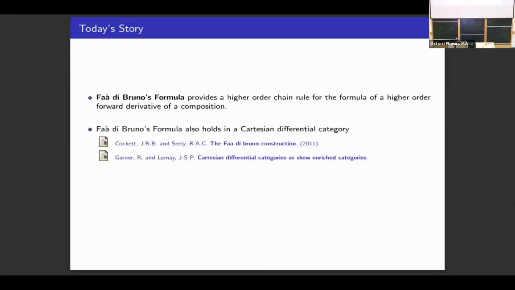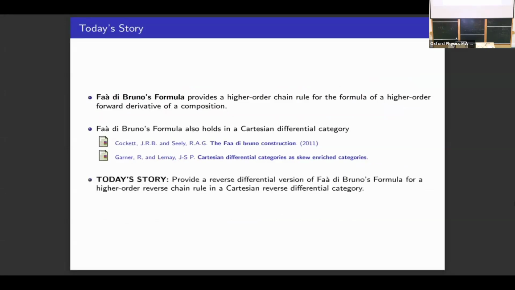But today's story is about giving the reverse differentiation analog of what's called the Faà di Bruno formula. Potentially this is not something you come across in your undergrad, but essentially the Faà di Bruno formula is just the chain rule for higher order differentiation. So the chain rule is the Faà di Bruno formula at level 1. The Faà di Bruno formula holds in any Cartesian differential category. Today's story is to give the reverse differential version of the Faà di Bruno formula in a Cartesian reverse differential category.